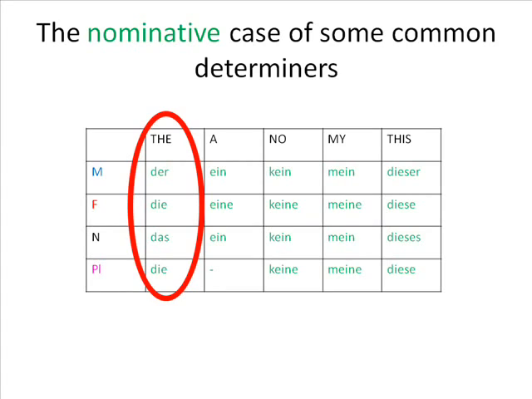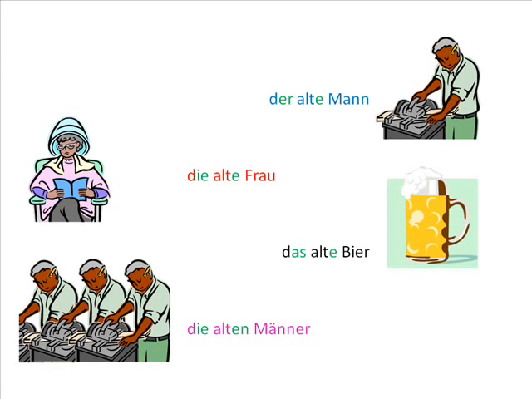With the word "the", it's a bit different. The masculine, feminine, neuter and plural of "the" are "der", "die", "das" and "die". And after a "the", all adjectives take an "-e" as their nominative ending, except after the plural, which takes an "-en", thus distinguishing itself from the feminine form. So you get "der alte Mann", "die alte Frau", "das alte Bier", and "die alten Männer".